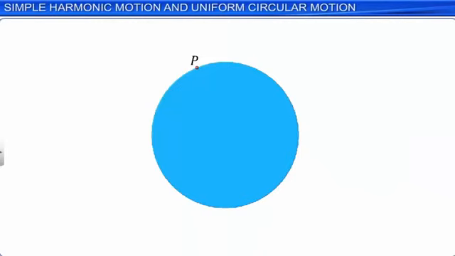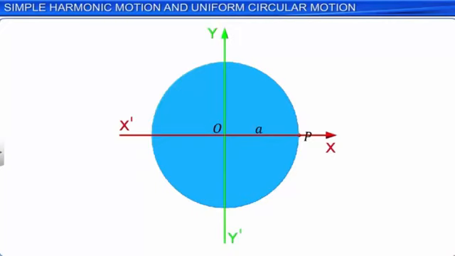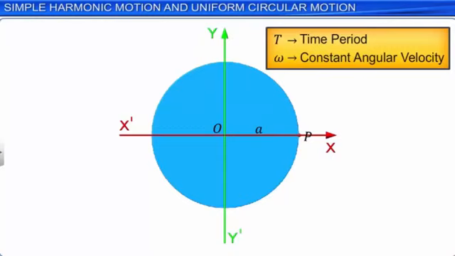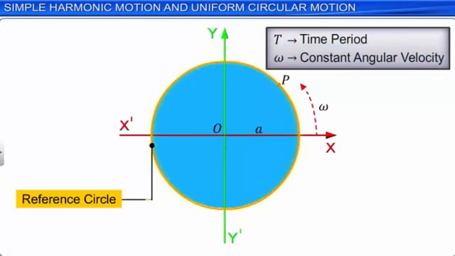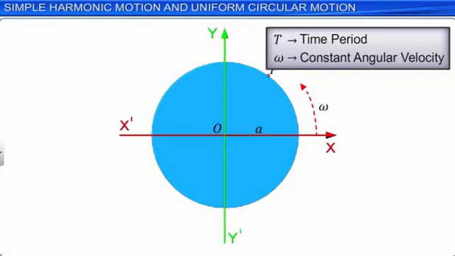Consider a particle P revolving along a circle of radius A with the center of the circle at the origin O of the coordinate axes. This particle is called the reference particle. Let the particle revolve with the time period T and a constant angular velocity omega. This circle is called the reference circle.